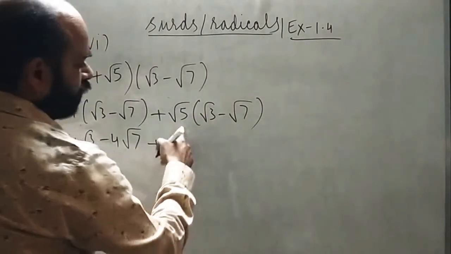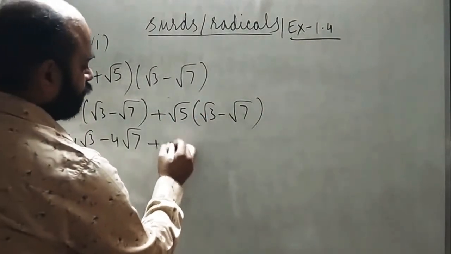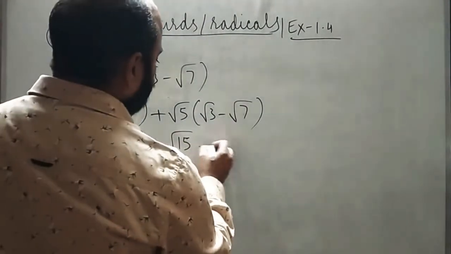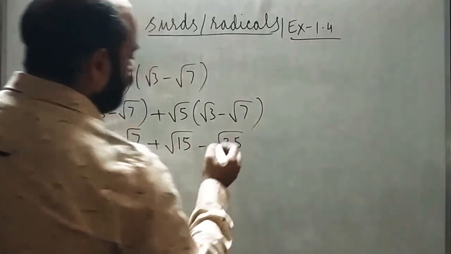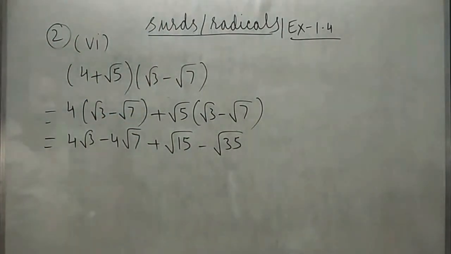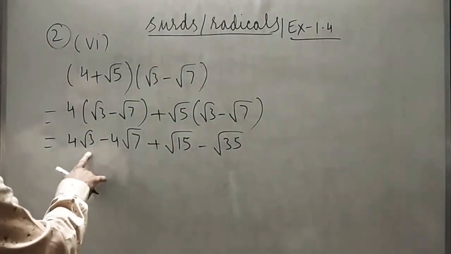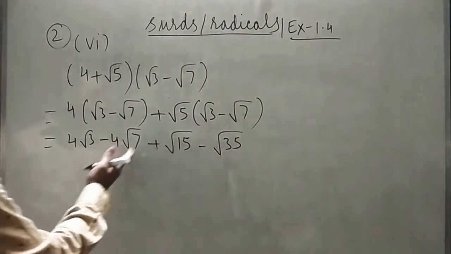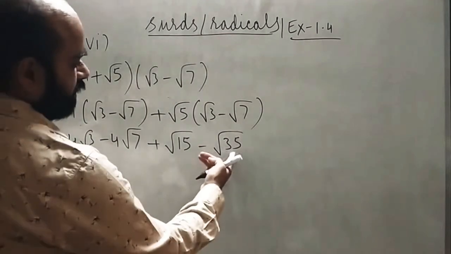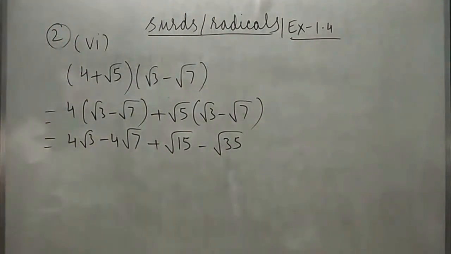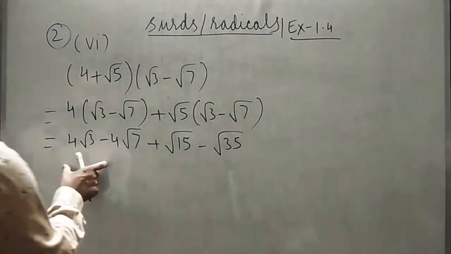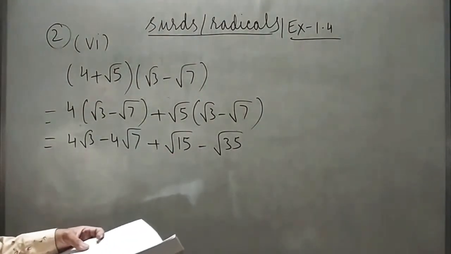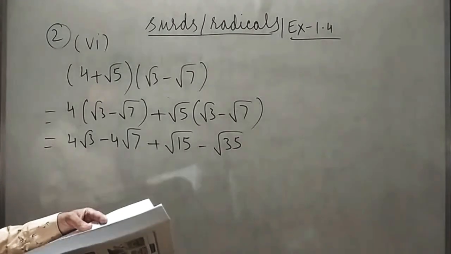This will become root 5 into root 3. So we can write root 15. Clear? Root 5 into root 7. So we can write root 35. Correct? Now any like term is there? 4 root 3, but this is root 15. Nothing can be taken outside of the radical. 7 into 5, nothing can be taken out of the radical sign. So this is the final answer. Clear? 4 root 3 minus 4 root 7 plus root 15 plus root 35.